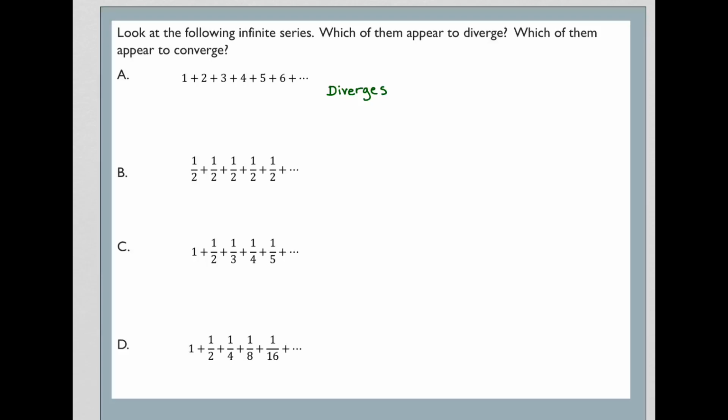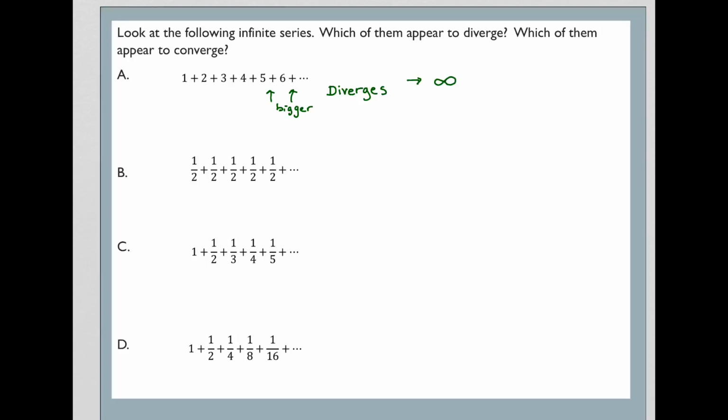Why would you say that? Because the terms just seem to be getting bigger and bigger and bigger, right? They're growing infinitely larger. If I add a bigger number to my previous number, and then another bigger number, it just seems that this sum is going to go to infinity. That makes logical sense. So that first series diverges.